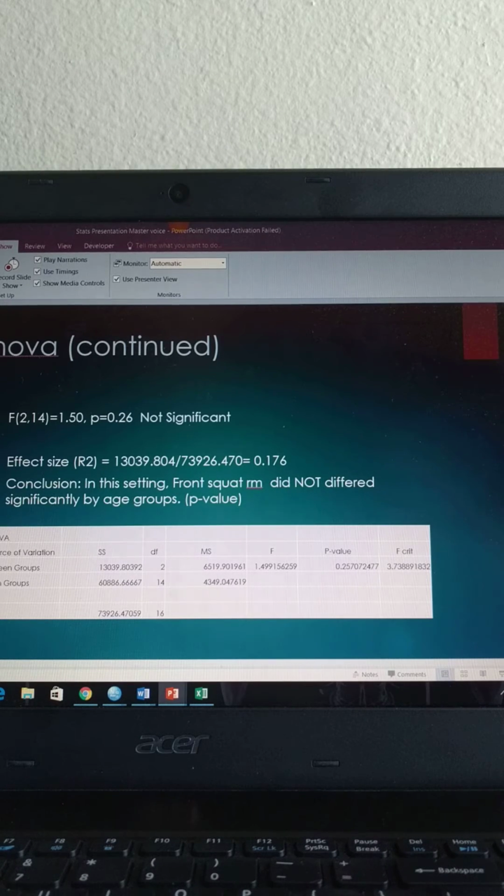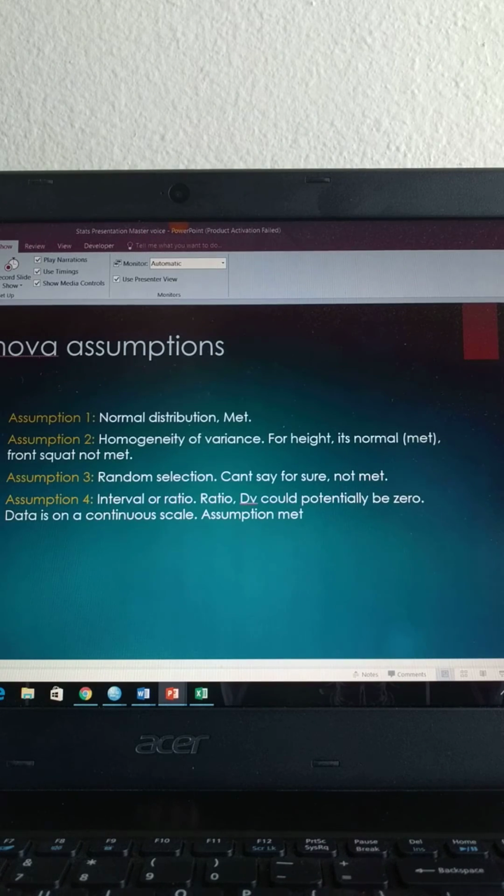And on to the assumptions. The first assumption was not met. There was not normal distribution. Assumption 2, homogeneity of variance for height, it was met. It was normal. And for the front squat it was not met. So this assumption was not met.